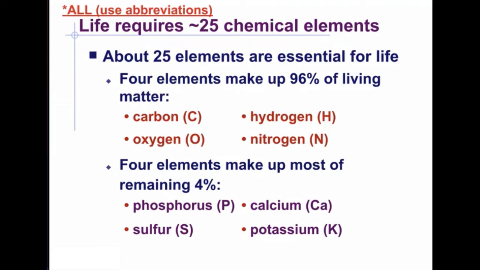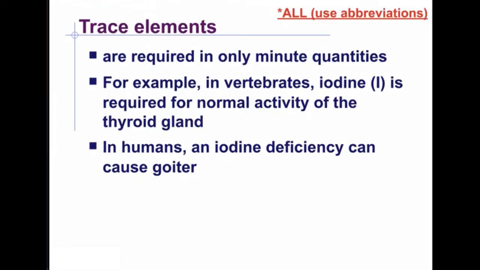So, having said that, we know that all of these that I've highlighted right now are pretty essential. And life requires about 25 chemical elements. And 4 elements make up 96% of living matter: carbon, oxygen, hydrogen, and nitrogen. Now, 4 elements make up most of the remaining 4%: phosphorus, sulfur, calcium, and potassium. Now, there are some trace elements. They are only required in very small amounts. For example, vertebrates need iodine, which is required for normal activity of the thyroid gland. In humans, iodine deficiency can cause goiter.